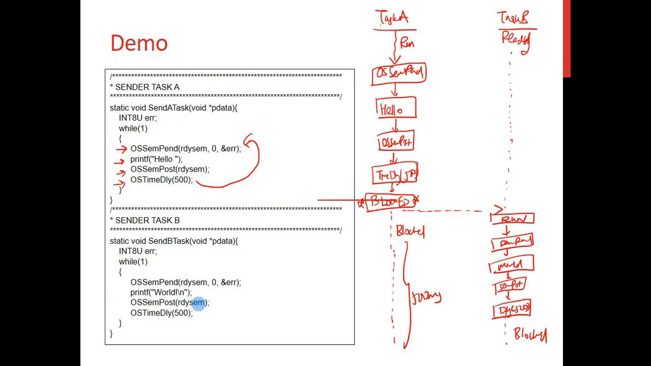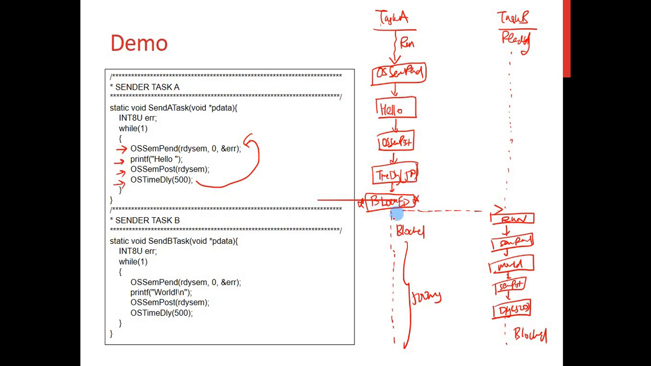And what happens is I have task A and task B. In the send A task, I take a semaphore, I print hello, and then I post a semaphore. Then I call delay. If I look at the timeline over here, task A runs first. What is not shown is that task A is higher priority than task B, so that's why task A runs first. It takes the semaphore, prints hello, posts the semaphore, and then calls OSTimeDly for 500 milliseconds, after which it goes into a block state for that duration of time.